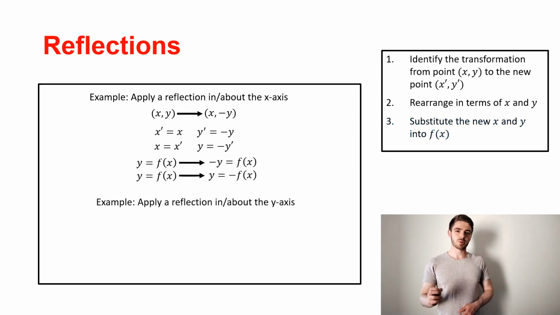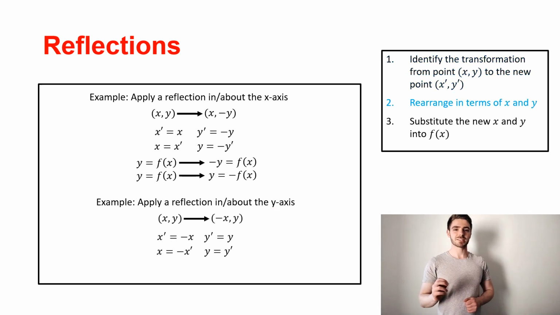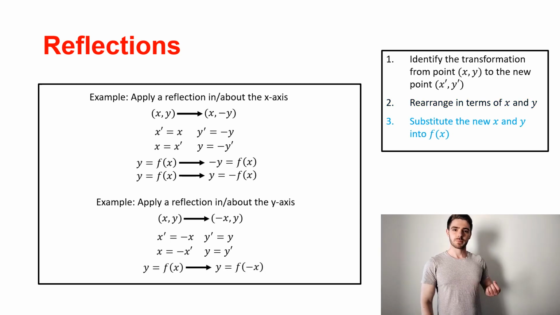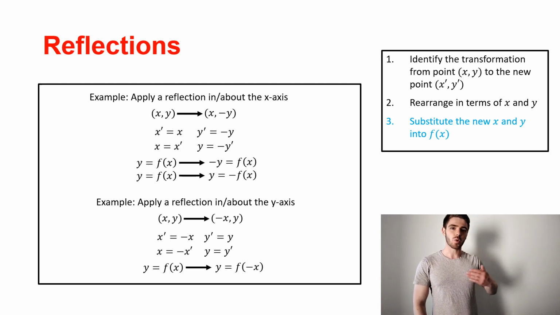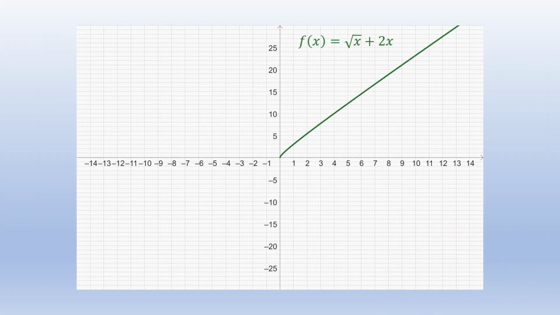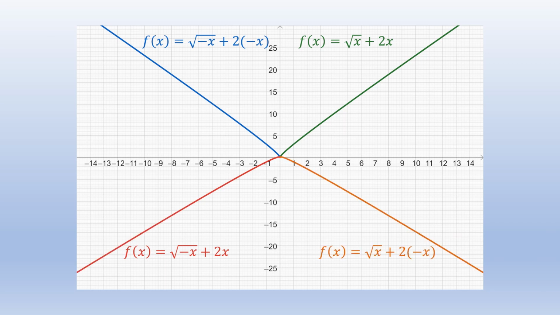Now let's suppose we want to apply a reflection in the y-axis. Step 1. A reflection in the y-axis means that the y values stay the same, but the x reflects. Next, we rearrange for x and y, and finally we substitute back into y equals f of x. So, if we want to apply a reflection in or about the y-axis, then we need to apply a minus sign to every x in f of x. For instance, if your function has multiple x's, then it needs to apply to all of them to apply the reflection properly. Otherwise, it will end up looking different than you expect.